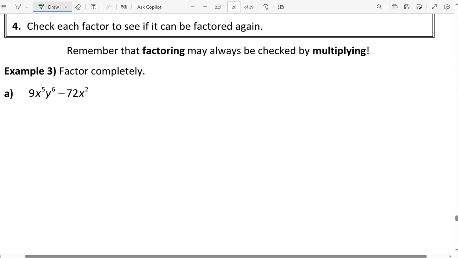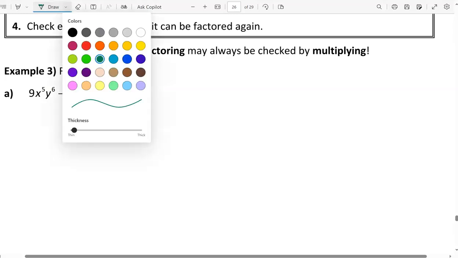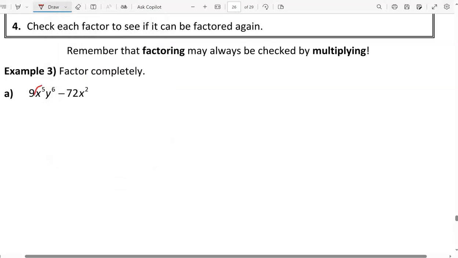So first thing we're going to look at is, is it in descending powers of one variable. If we look at our first term, you'll notice that x is raised to the 5th power. In the second, x is raised to the 2nd power. That means that the exponents are decreasing as you go, so we're in the proper order. So now we're going to attack this by factoring out the GCF, or greatest common factor, first.